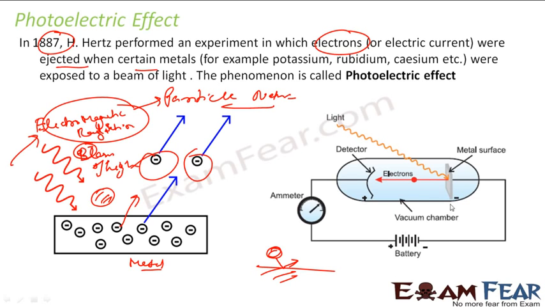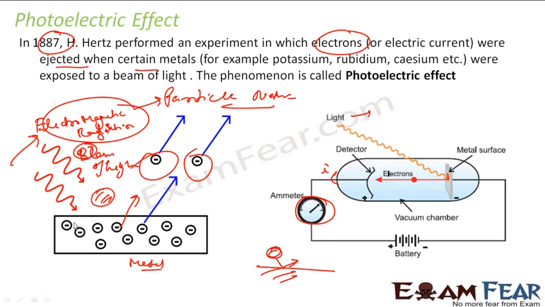Also, he had this setup where this metal was there. He put some light on this. Light is nothing but electromagnetic radiation. An electron came out and is attracted towards the positive side. The circuit got completed, and we can see the current flowing, because you can't see the electron like this.